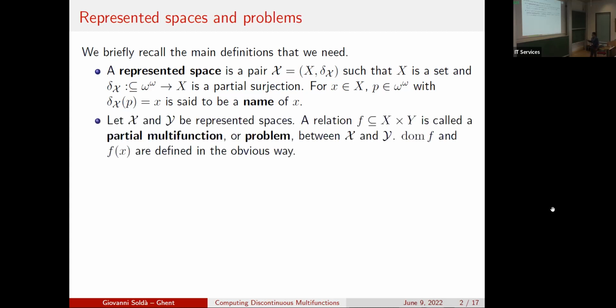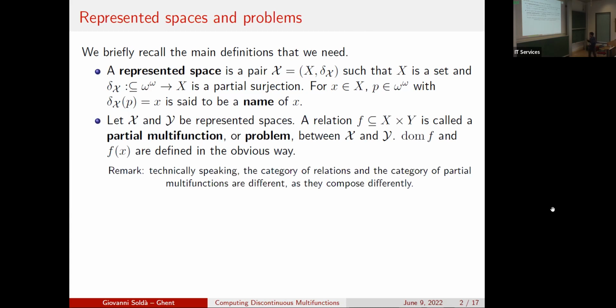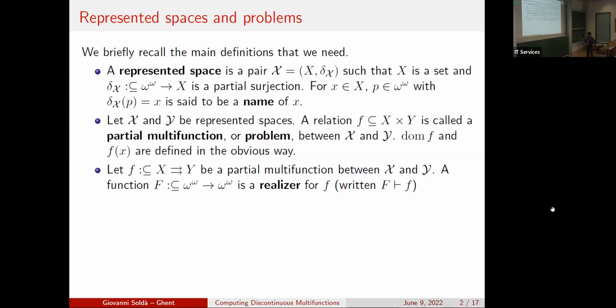A relation between X and Y is called a partial multifunction or a problem. I will use these two terms interchangeably. A problem is simply a relation between X and Y. So the domain of f and f of x are defined the obvious way, and even if it wasn't particularly obvious to you, it was defined by Linda yesterday. Technically speaking, there is a reason why I introduced new terms: the category of relations and the category of partial multifunctions are different. So it makes sense to use different terms, although this will not be the main focus of today. But something that will be particularly important for today is the following thing.